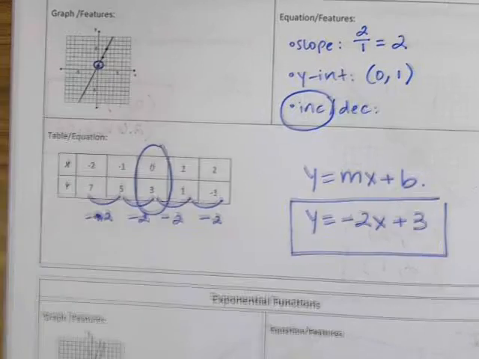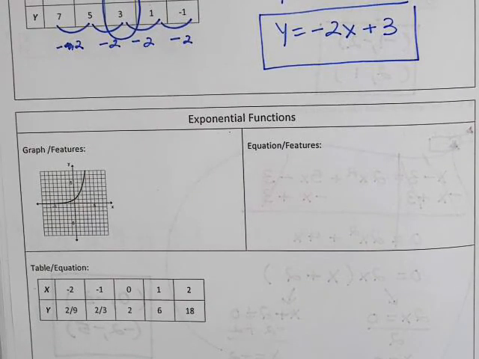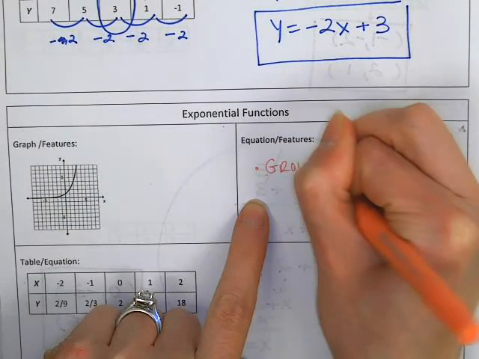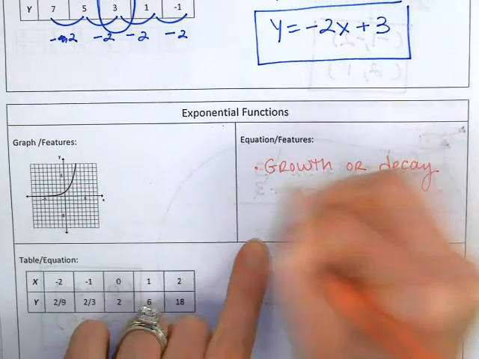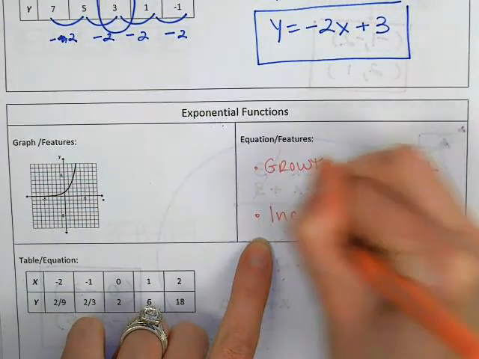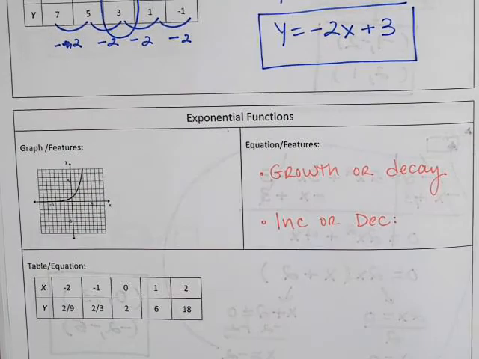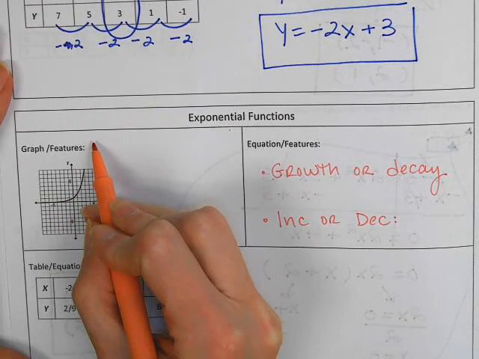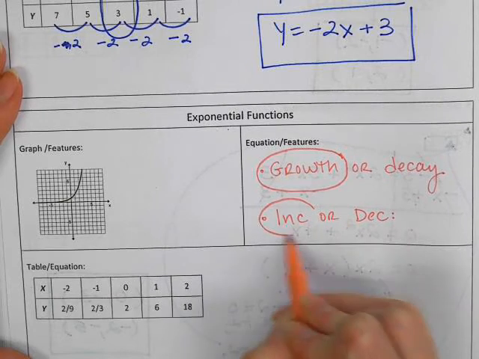All right, on to exponential functions. If it's exponential, you guys are going to need to be able to determine if it's growth or decay, and then whether the function is increasing or decreasing. So this one is obviously going up left to right. So it's a growth, and if it's a growth, it's automatically increasing.